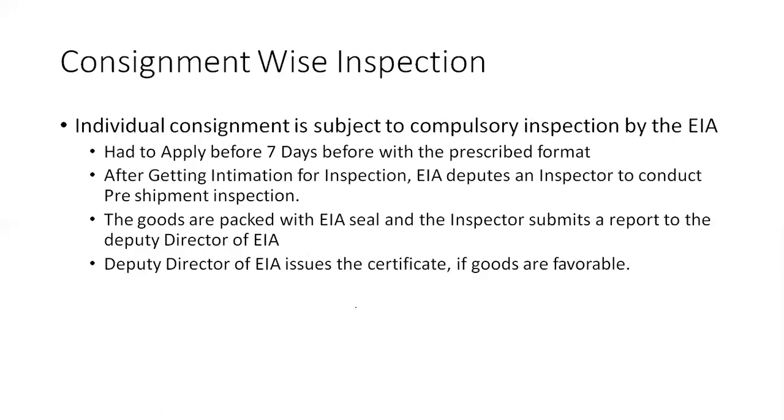An individual consignment is subject to compulsory inspection by export inspection agencies. For that matter, you need to apply 7 days prior. This is the general definition and general rules and regulations. Once you apply 7 days before, then EIA deputes an inspector to conduct a pre-shipment inspection. Once he is satisfied with everything, he seals the consignment, generates a report and submits it to the EIA deputy director, and then the deputy director will generate the pre-shipment inspection certificate in favor of a country. Okay, this is the general definition and general procedure.